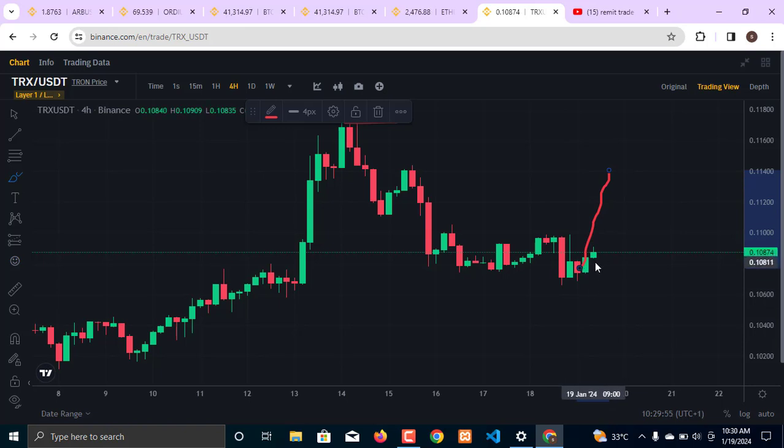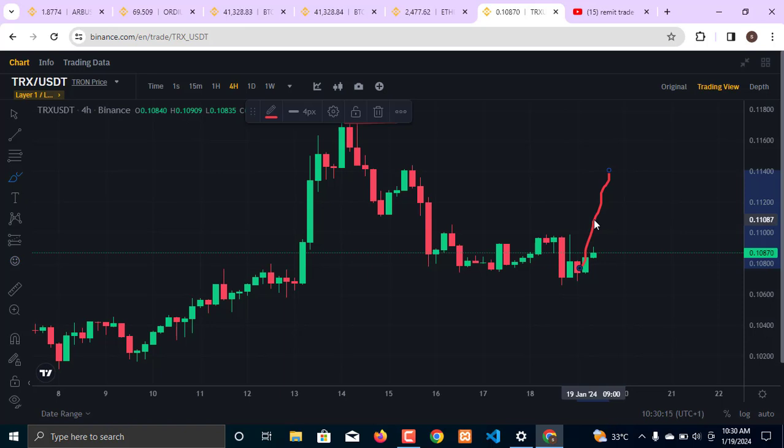So right now, look at the market moving upward on the TRXUSDT 4-hour chart. I am looking at the market buy to the upside, and this trade has been taken already on spot in the premium signal group. So this is what I am looking out for right now on the TRX chart.